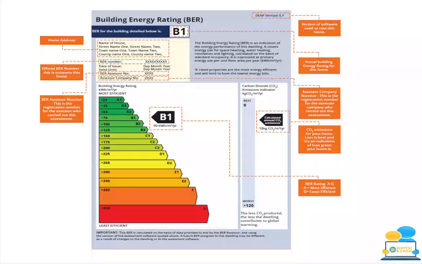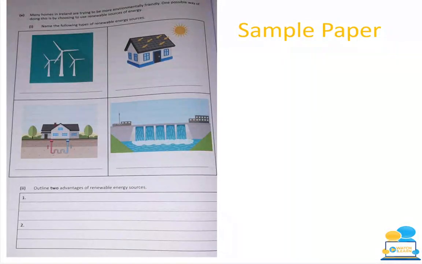So here is a sample of what a BER looks like. All you need to be able to do is explain what it looks like and what it is about. So here is another sample paper where it says name the following types of renewable energy sources. So this is something that you would expect more in a science exam, but it just shows it can come up in home ec.